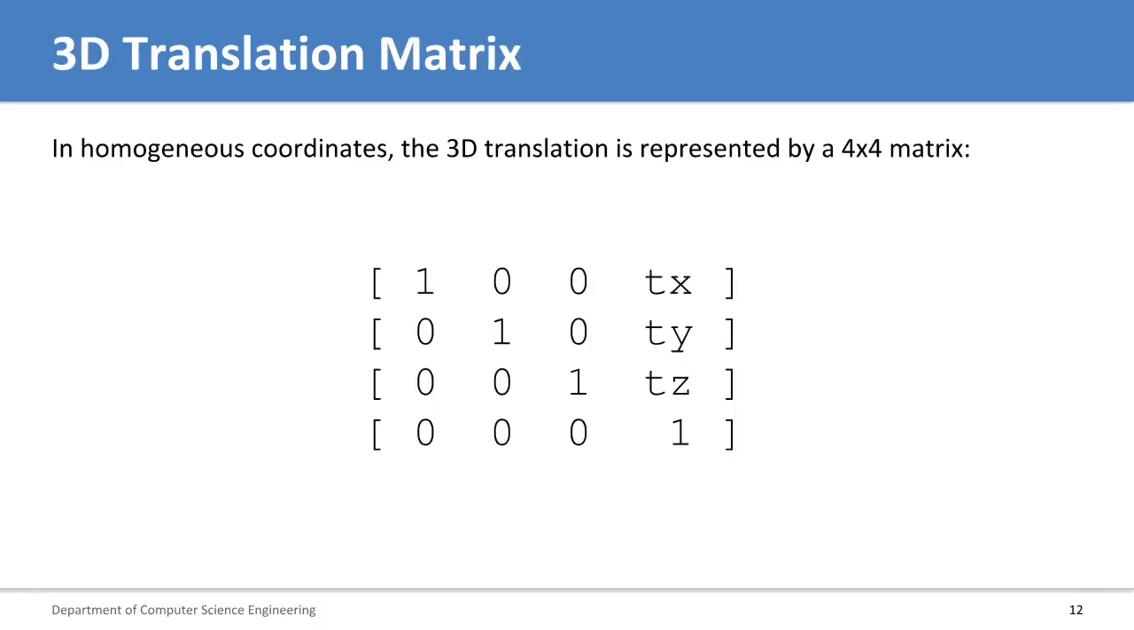To perform translation efficiently in computer graphics, we use homogeneous coordinates and represent translation using a 4x4 matrix. Matrix representation makes it easier to combine translation with other transformations such as scaling and rotation.